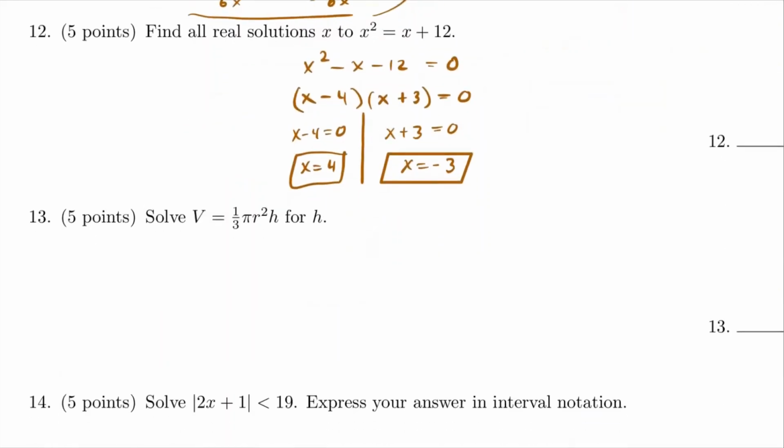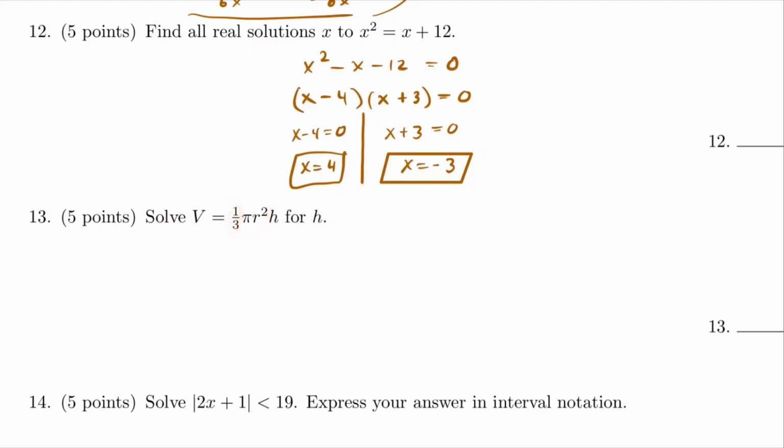Number 13, this is a literal equation where you have multiple variables. You're only going to solve for one variable. Here, our goal is to solve for h. So h is trapped right here. Let's isolate. So you need to get rid of all of these pieces from h, so h is isolated.